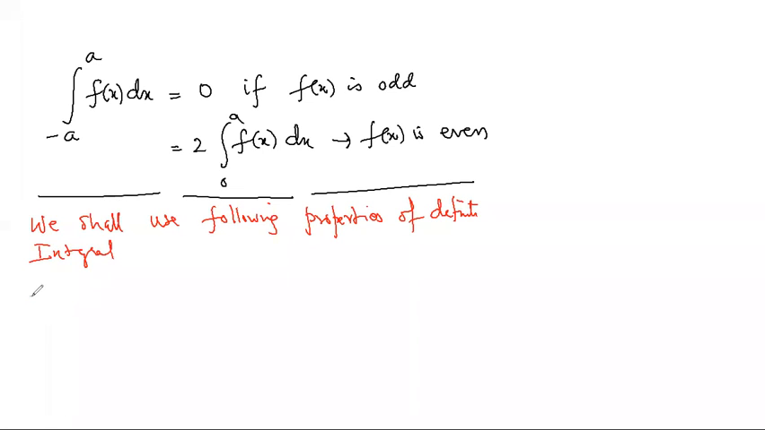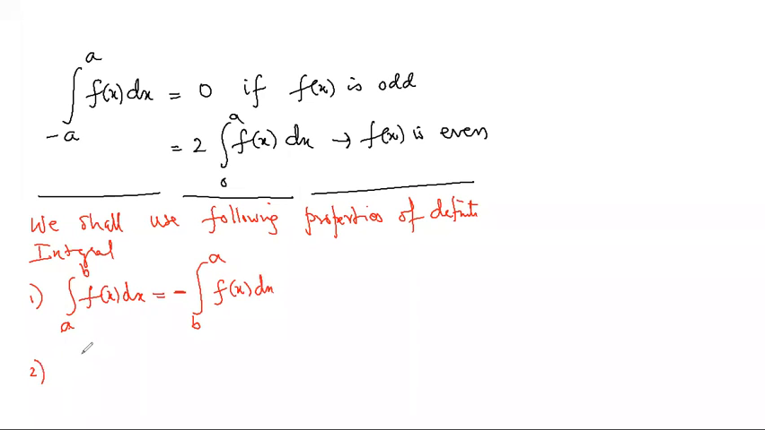First property, can you tell me? Integral a to b f of x dx can be written as... the upper limit and lower limit can be interchanged. When you interchange the upper limit and lower limit, what will happen? Minus integral b to a f of x dx.